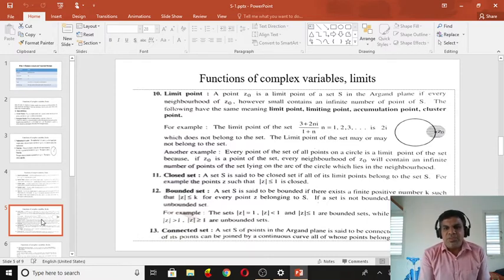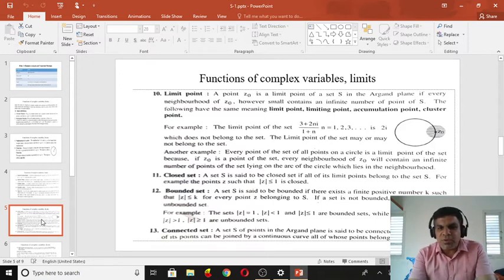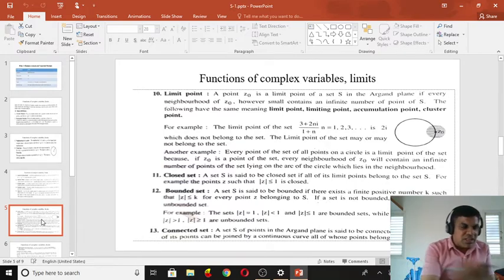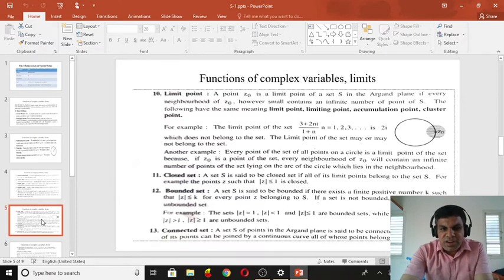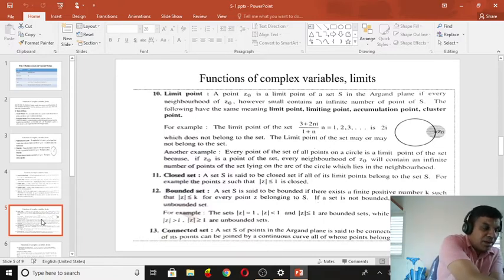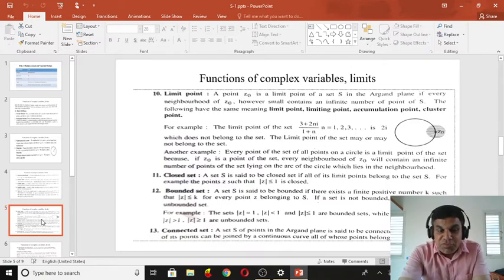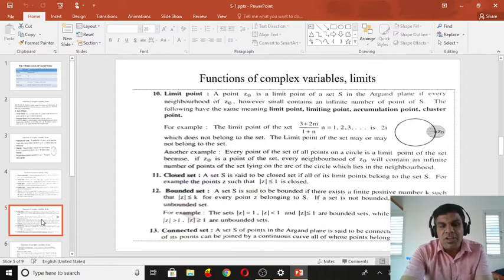Another example: every point of the set of all points on a circle is a limit point of the set, because if Z0 is a point of the set, every neighborhood of Z0 will contain an infinite number of points of the set lying on the arc of the circle which lies in the neighborhood. That is the limit point.